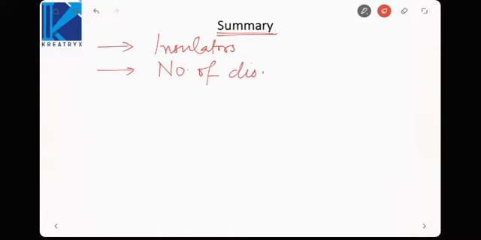So let us summarize what we have covered in this lecture. We first saw different types of insulators, which were pin type insulator, suspension type, strain type and shackle type. Then we saw the number of disks that are required in suspension type and strain type of insulator. Then we saw what is insulator, flashover and puncture. Then we saw how the voltage is distributed.